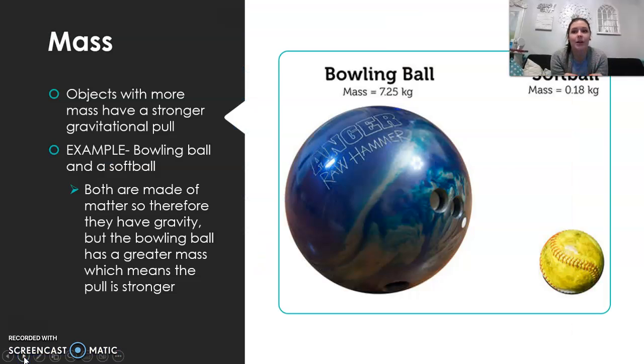Mass. Mass is very important. So objects with more mass have a stronger gravitational pull. For example, this bowling ball on this slide and this softball. Both are made of matter, so they have gravity, so they're going to be pulled somewhere. If you were to drop them, both of these would fall straight, but the pull on the one with the bigger mass has to be stronger than the pull on the softball. The softball pull is weaker and the bowling ball pull is stronger because the mass of the bowling ball is a whole lot more than the softball's.